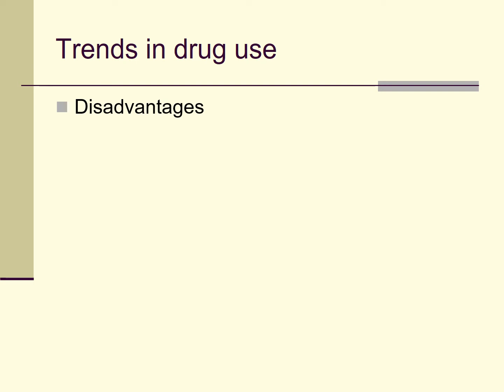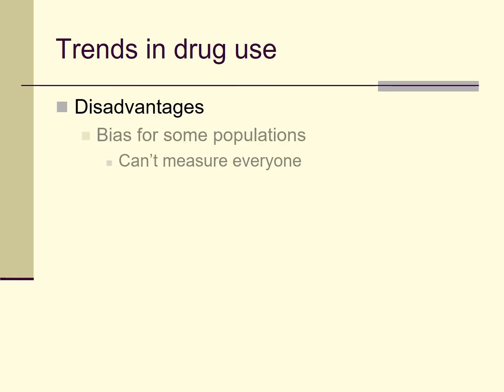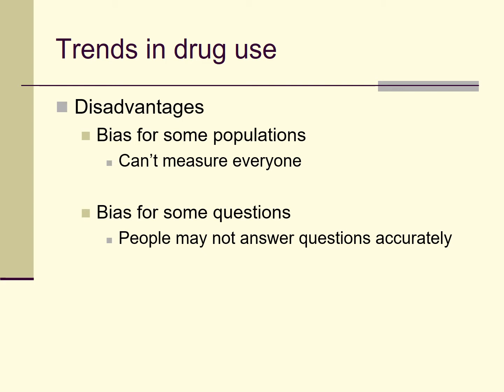So in the case of survey-based research, some of the disadvantages are that this type of research can be biased for some populations, meaning that it doesn't measure very well everyone within a particular population of people. And I'll get to more about what I mean about that in just a few more slides. Another disadvantage to survey-based research is that there may be an issue of bias among questions. That is to say, the questions that we ask about drug use may not be answered in a way that's accurate, and may not be answered in a way that gives us a good measurement of the thing that we want those questions to measure. And again, I'll get to that in a slide or two more.